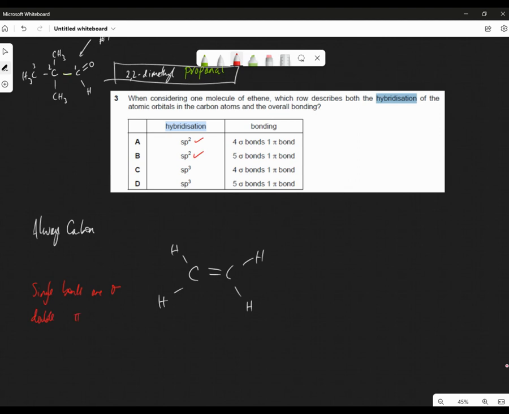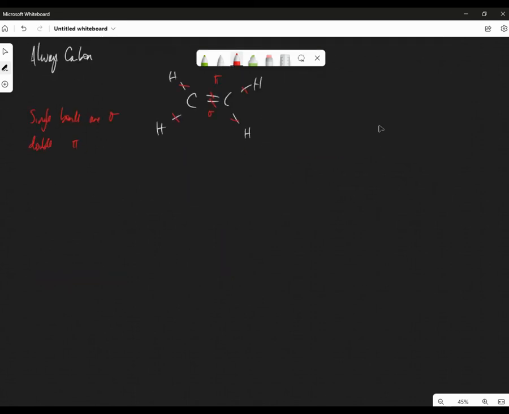So let's do the sigma first. 1, 2, 3, 4. One of those, 5. So there's 5 sigma bonds and 1 pi bond. There's the pi bond. Okay, there you go. So the answer is B. 3B. I hope that makes sense. All right. If it doesn't, give me a shout. Let me check this. 1, 2, 3, 4, 5. Yeah, that's correct.